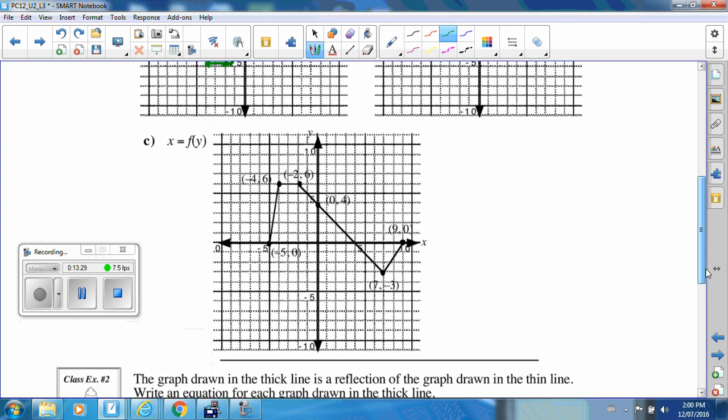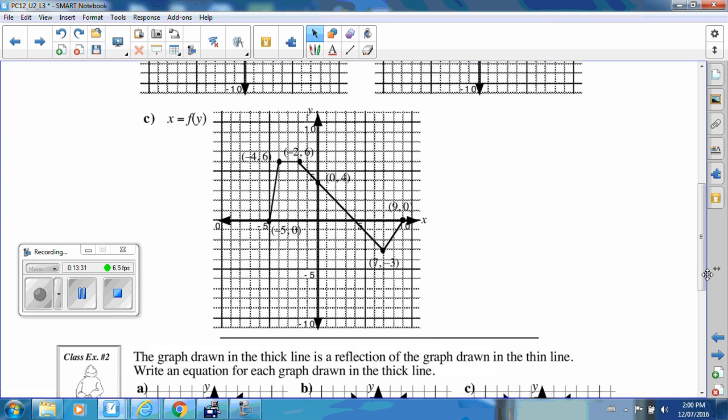I'm actually going to try a red color. Maybe that might stand out better against this black on black. But this is where we do the inverse. So what I'm going to do here is just switch the coordinates. Instead of -5, 0, it's 0, -5. -4, 6 is going to be 6, -4. -2, 6 is going to be 6, -2. So that's how all of those pieces line up.